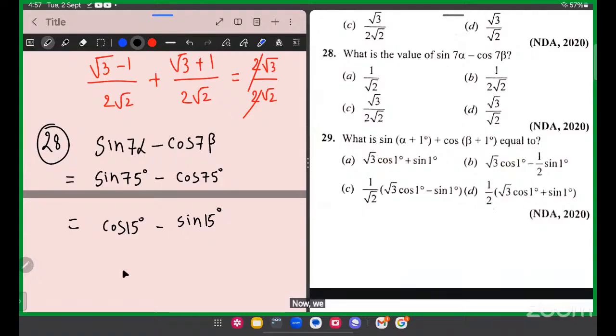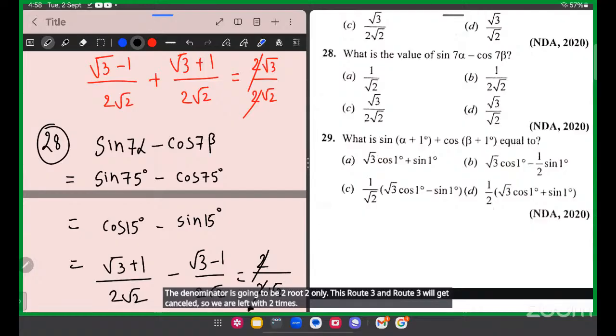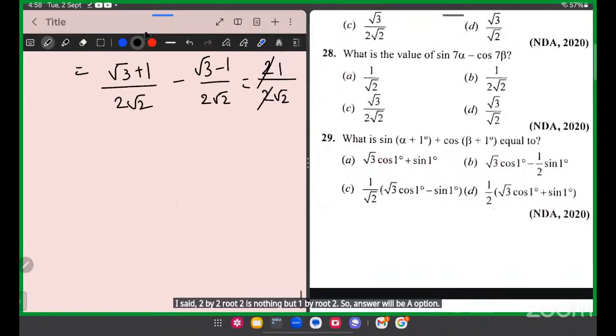Now we know the values again. Root 3 plus 1 upon 2 root 2 minus root 3 minus 1 upon 2 root 2. If you simplify this, the denominator is going to be 2 root 2 only. This root 3 and root 3 will get cancelled. So we are left with 2 times 1, 2 into 1, 2. So 2 by 2 root 2 is nothing but 1 by root 2. So answer will be A option. Next.